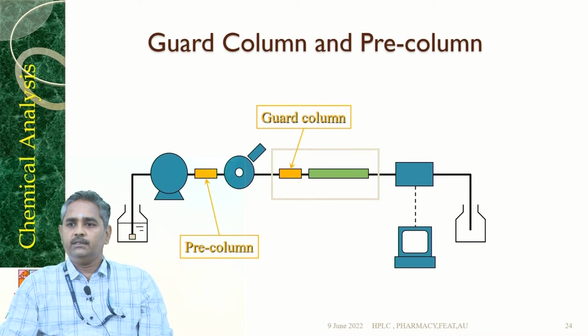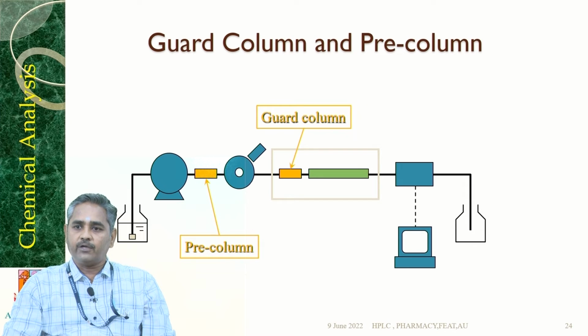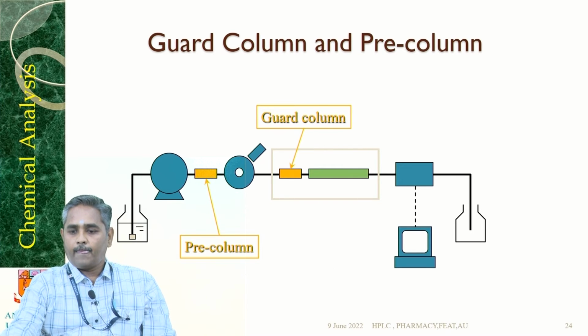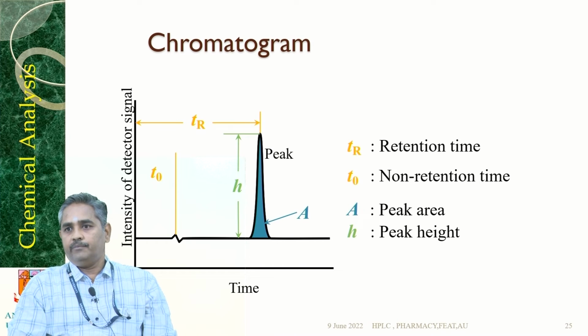Guard column and pre-column. The use of the pre-column is to avoid any microparticles or macroparticles present in the mobile phase entering the sample injector, and the guard column is used to protect the column. The column is very costly, starting from 20,000 rupees to 1 lakh or 2 lakh rupees. So to protect the main column, we use a guard column. The guard column is made of the same substance as the main column. It prevents impurities present in the sample from entering the main column. Okay, that is the use of the guard column and pre-column.